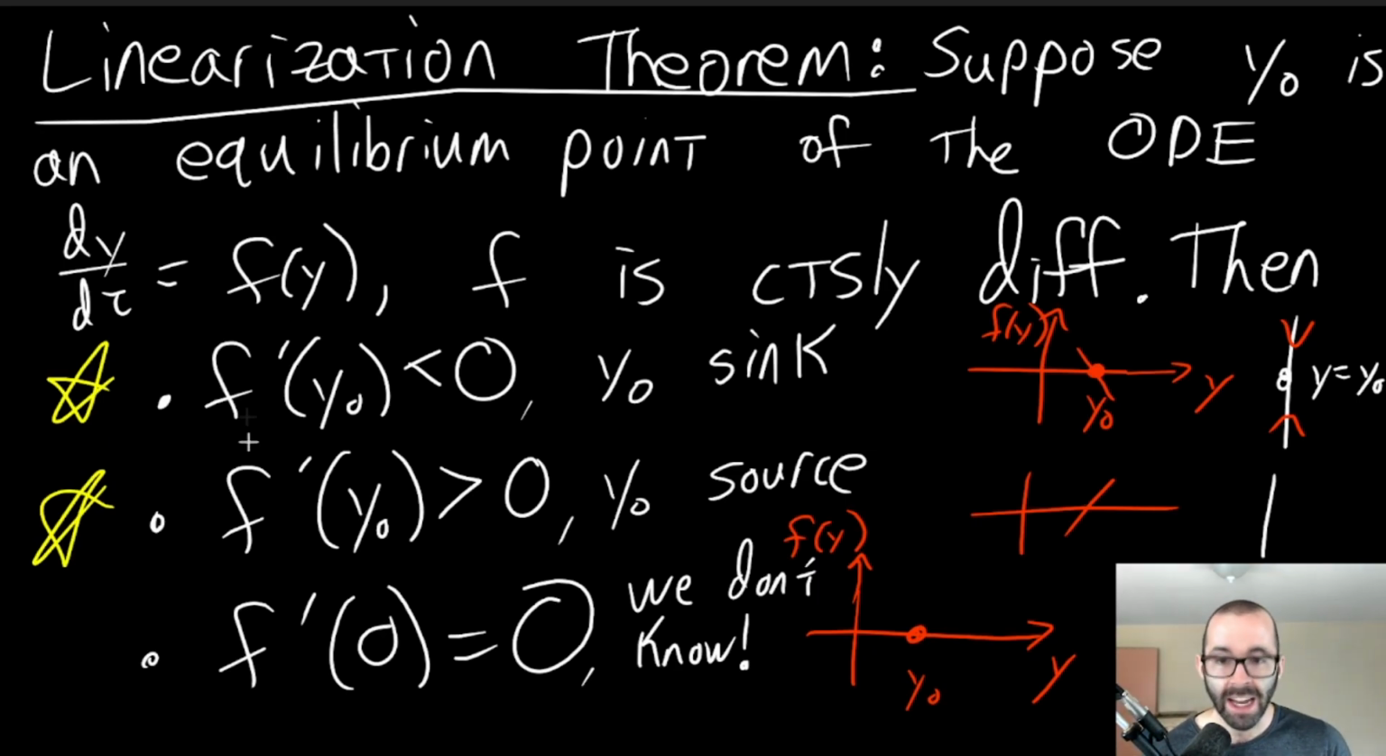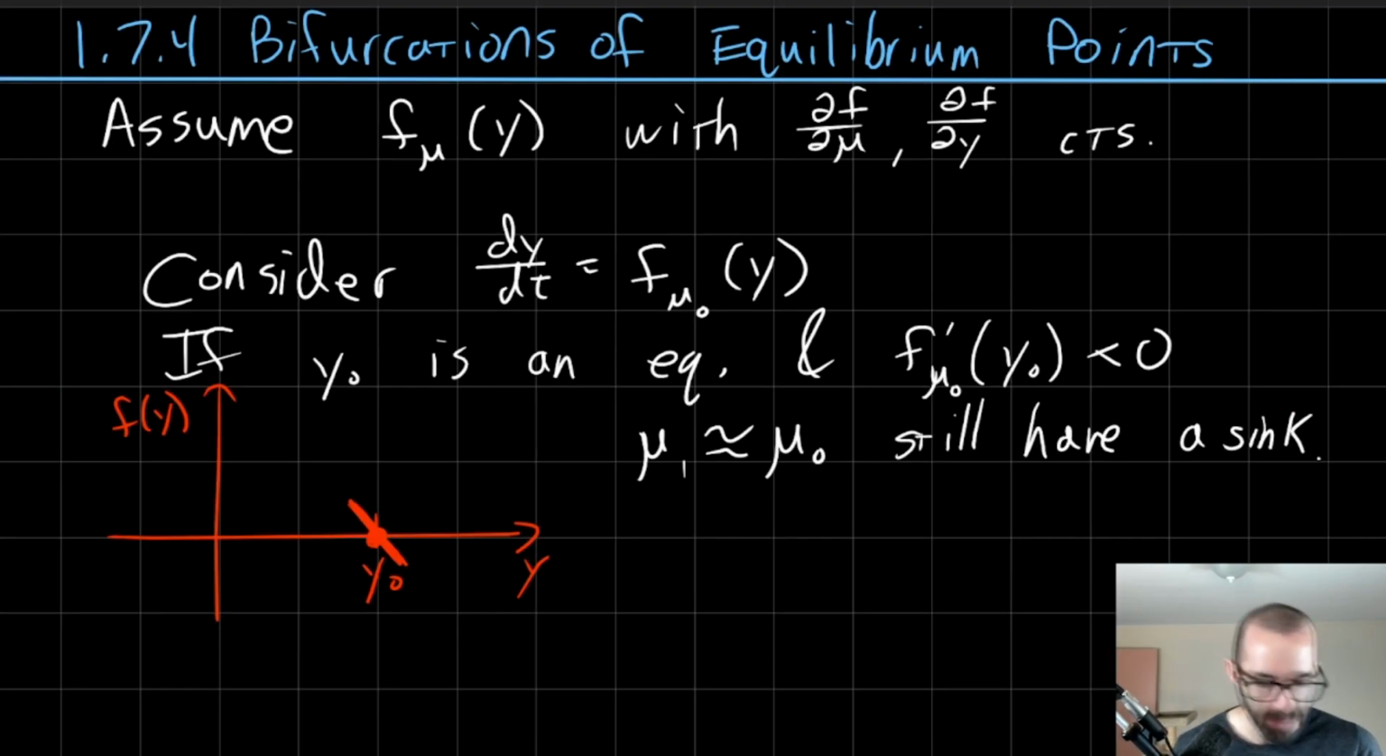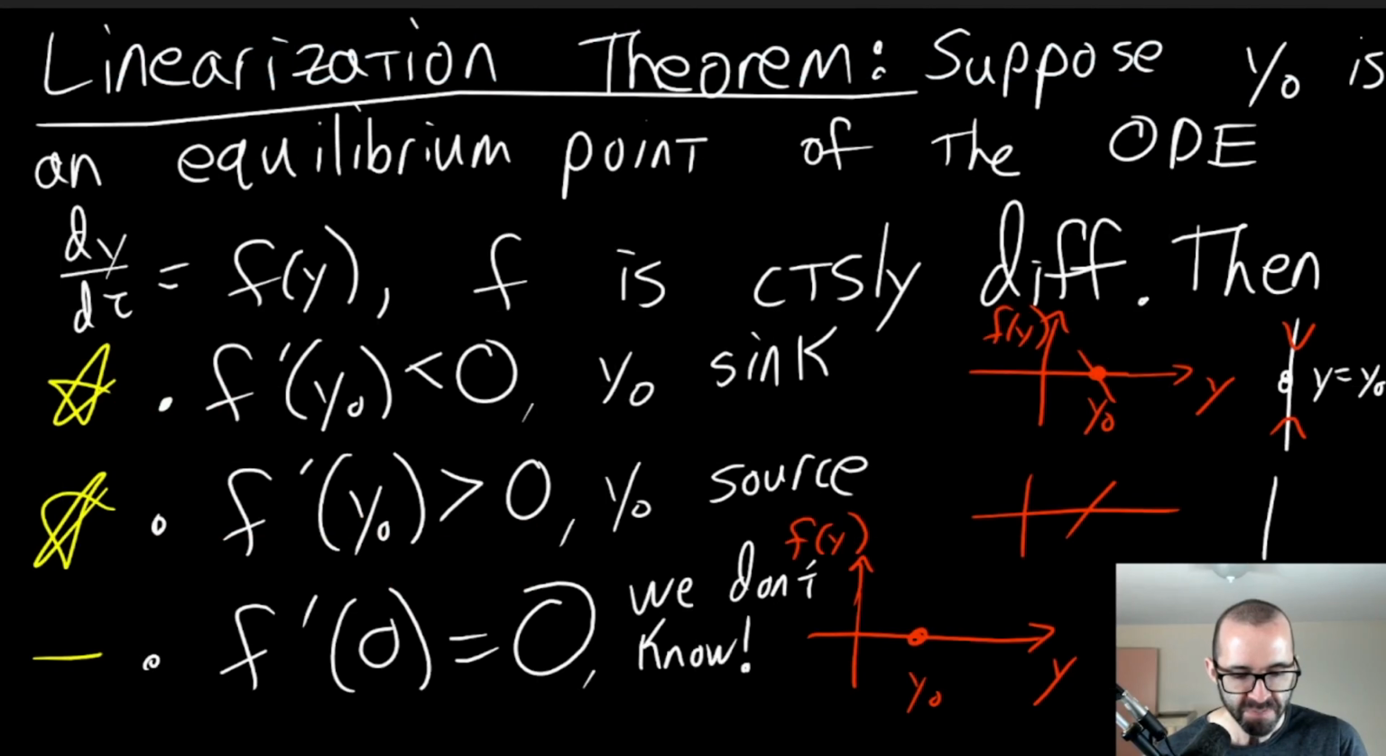So if we're guaranteed to have no qualitative change for these situations, and we're looking for bifurcations, what are we going to look at? We're going to look at this. This is the thing where there might be a qualitative change. Even if mu changes a little bit, we might get some crazy things happening. So that's what we're going to do. That's how we're going to find bifurcations.